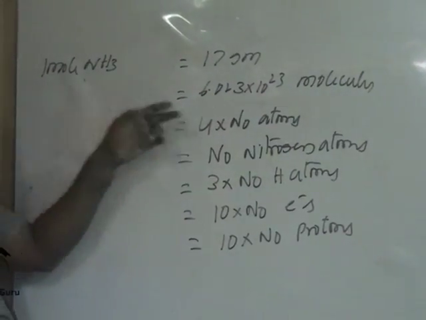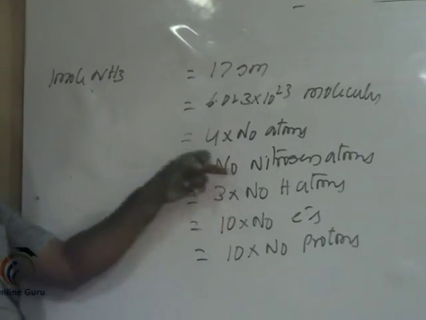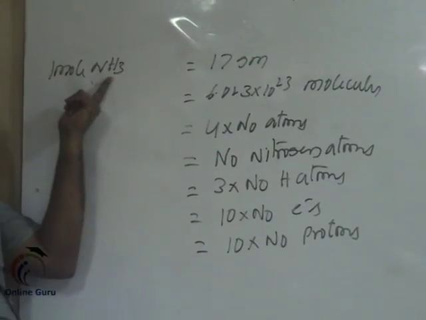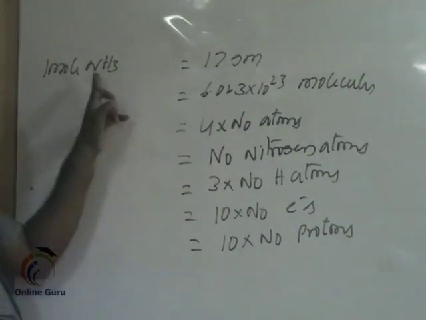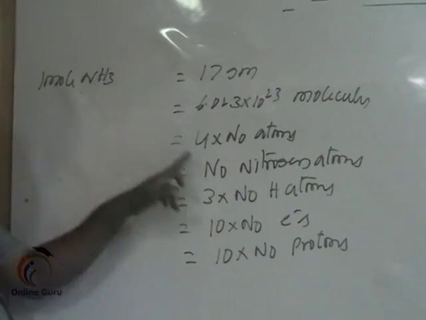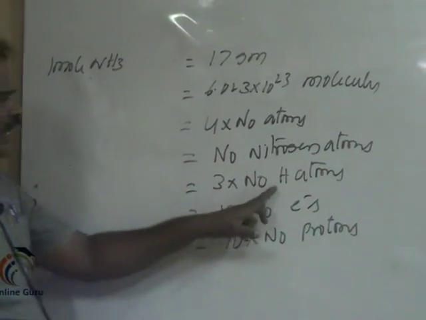1 mole ammonia is nothing but Avogadro number of molecules. 1 mole ammonia equals 4 into N0 atoms, where 4 means the atomicity. We have 3 hydrogens and 1 nitrogen atom. So 4 into Avogadro number of atoms, and it has only 1 nitrogen atom, that is N0 nitrogen atoms. It has 3 hydrogen atoms, 3 into N0 hydrogen atoms.